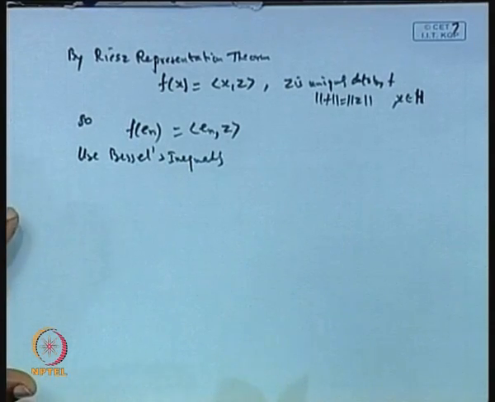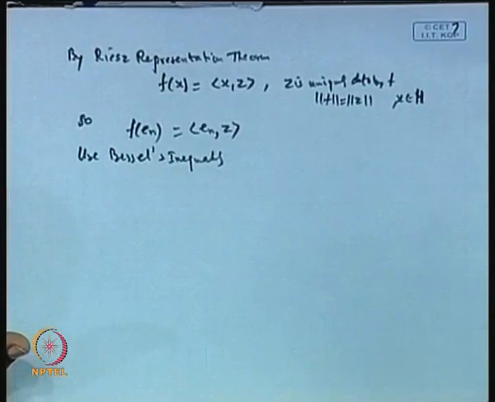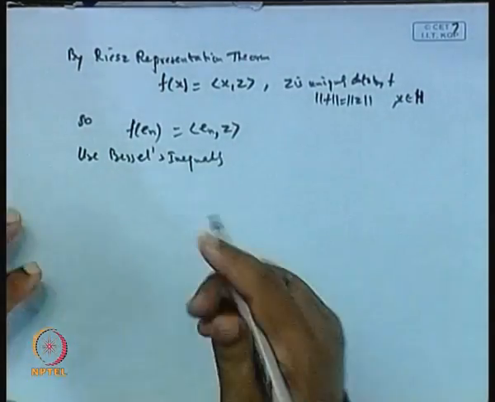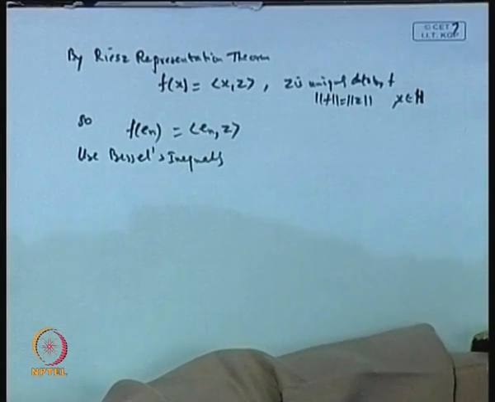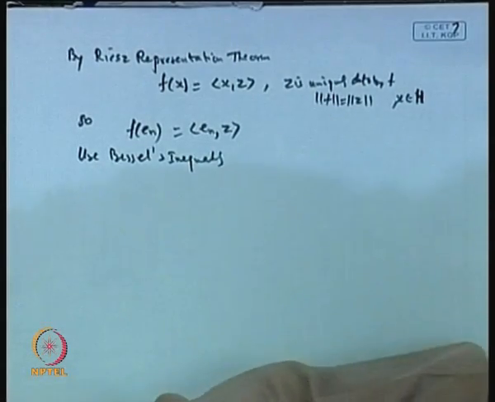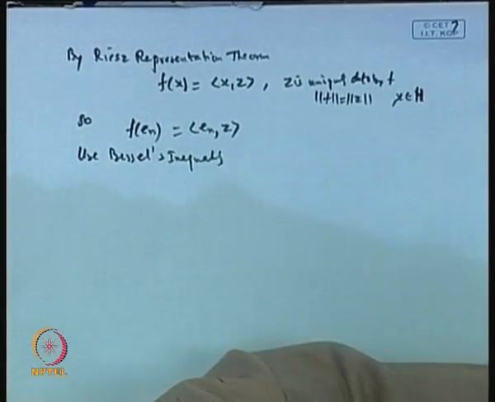What Bessel's inequality says is that the sum of the modulus square of the inner product of x and e_n is less than or equal to the norm of x times the norm of y. Is it not? That is Bessel's inequality.